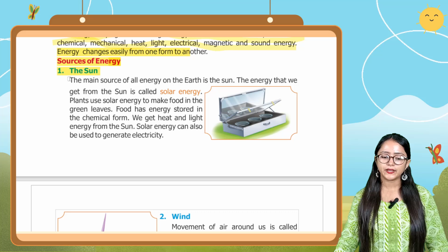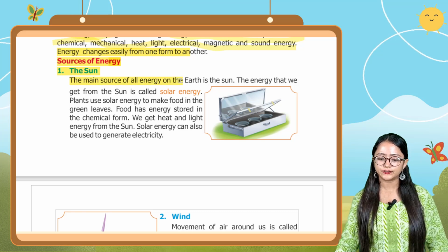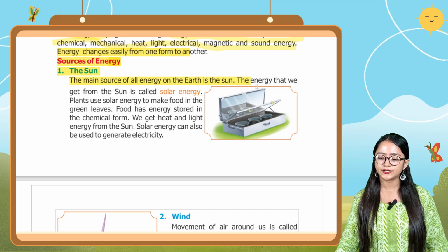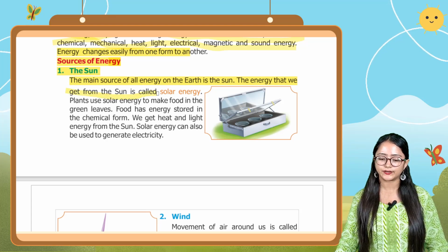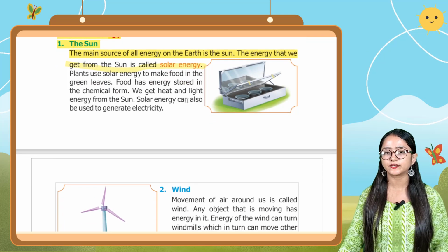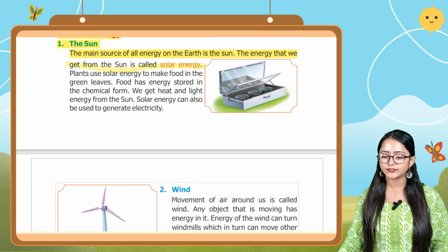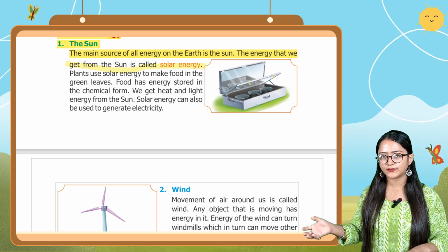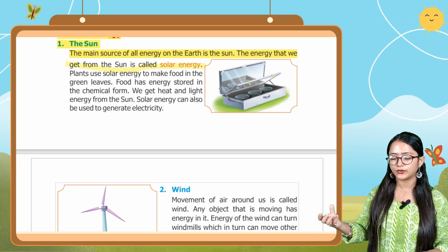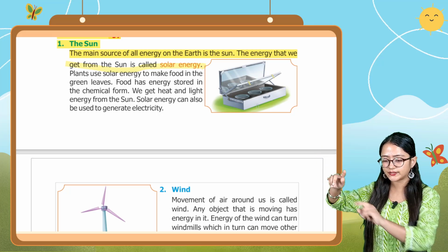It is saying the main source of all energy on earth is the sun. The energy that we get from the sun is called solar energy. As you can see here, the solar cooker is there. With the help of the sun, the food is cooked. The sunlight gets reflected in that mirror surface.